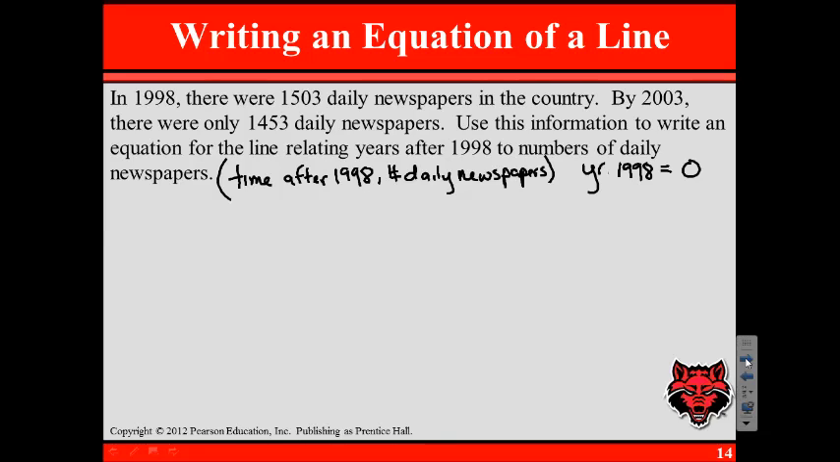So as we go through the problem, we see we have the first year. In 1998, there were 1,503 daily newspapers. But remember, in place of 1998, we're going to use a 0. So our first point is 0, 1,503.